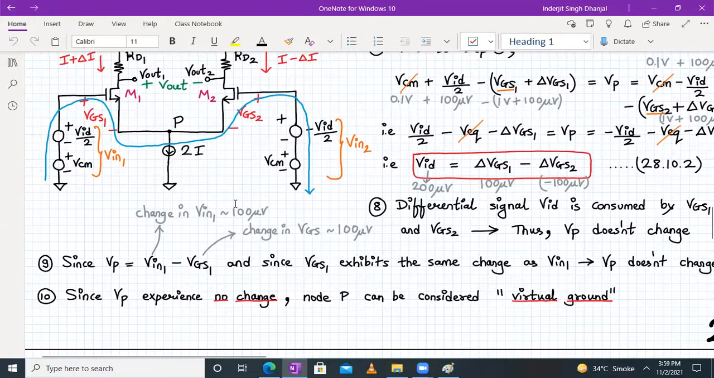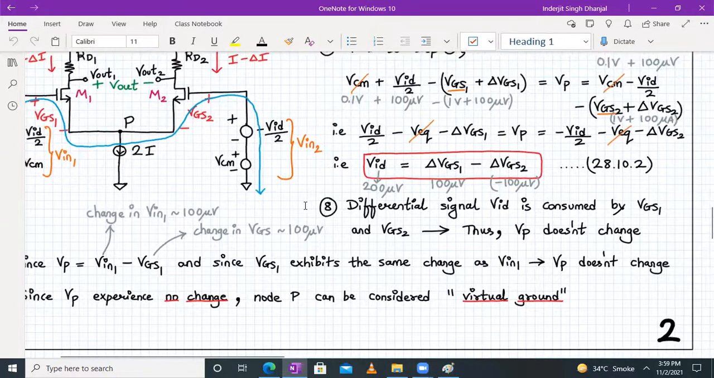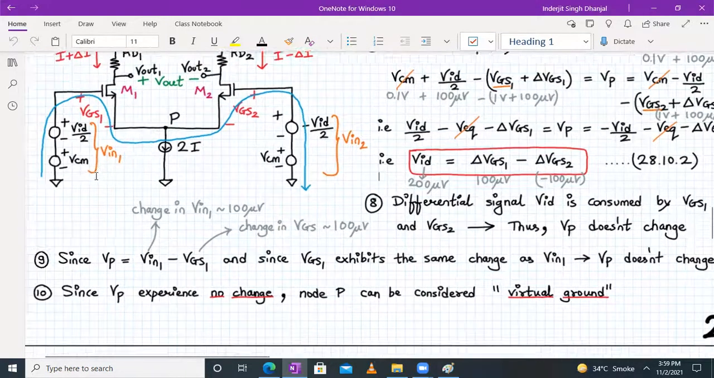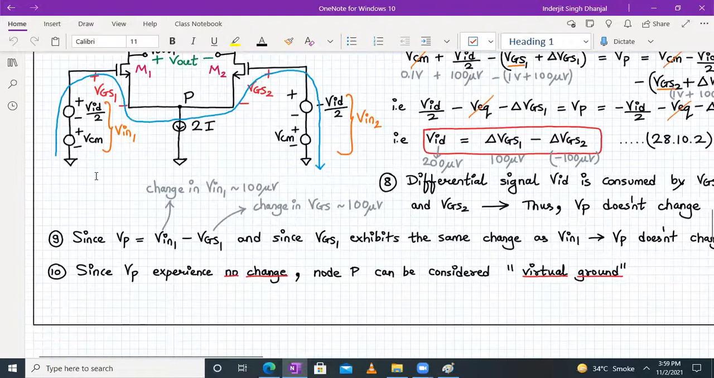Fine. Also, we can further add to our claim that the voltage at point P doesn't change. VP is actually given by Vin1 minus VGS1. VP can be written as Vin1 minus VGS1. Since VGS1 exhibits the same change as Vin1, your VP doesn't change. That means your VP voltage experiences no change. Therefore, the node P can be called a virtual ground.